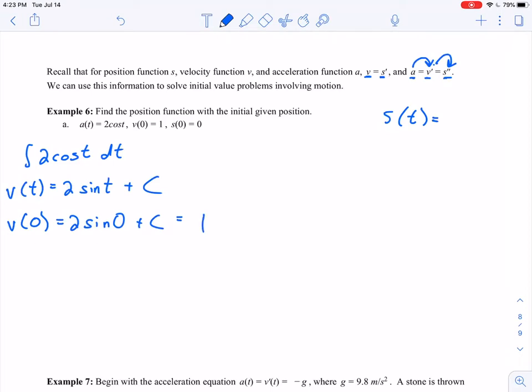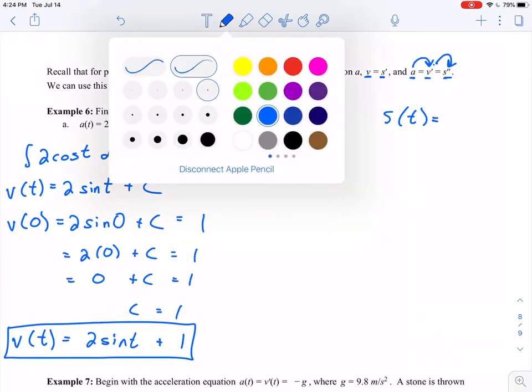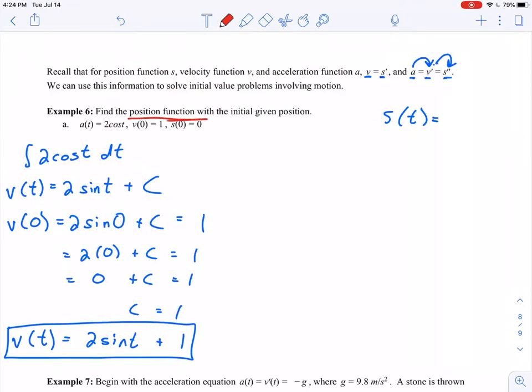So now I have this equation that I can solve for c with. I know that sine of 0, that's just 0, plus c is equal to 1. So I have 0 plus c equals 1, which means that c is equal to 1. So my velocity function is v of t equals 2 sine of t plus 1. Here's my velocity function. But that's not where I want to stop, because I was asked to find the position function. I'm looking for what is s of t.